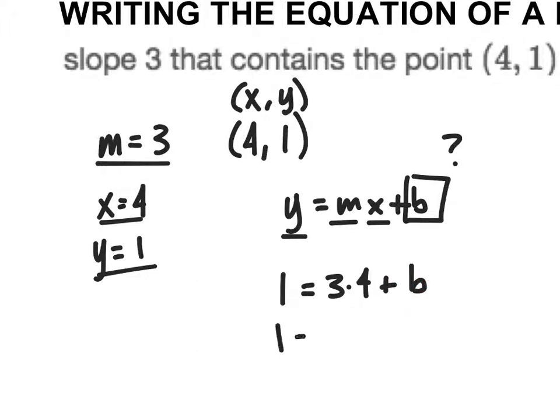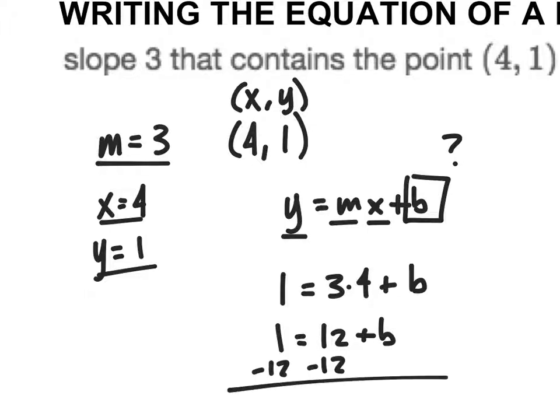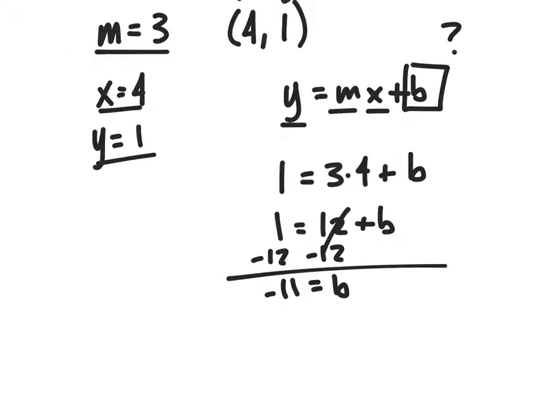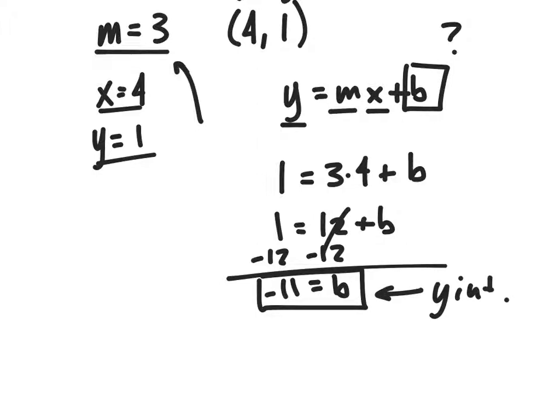Okay, so what I'm going to do is this. I've just got 1 is equal to 12 plus b. I'm going to subtract 12 from both sides, and I end up getting that negative 11 is equal to b. So with this relationship, negative 11 is equal to b. This is my y-intercept, and this value here is my slope.